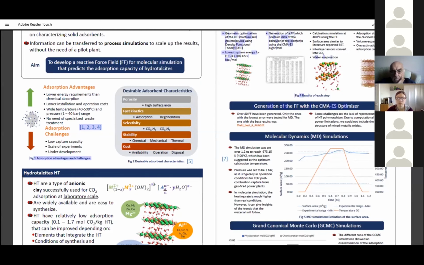So that's one of the reasons why we wanted to do this, because we want to have those insights passed on to the process simulation, because for now there are no studies at larger scale. So if we could manage to say, okay, we have found that at this pressure and temperature you have the highest capture capacity, then we would try to do that simulation on the process scale. Yeah. Okay, thank you very much.